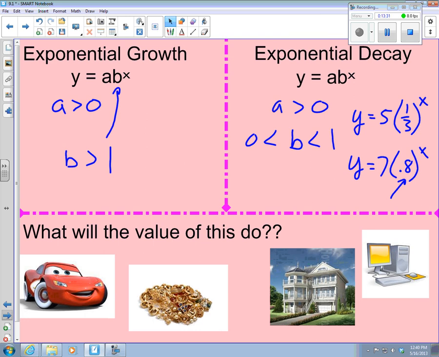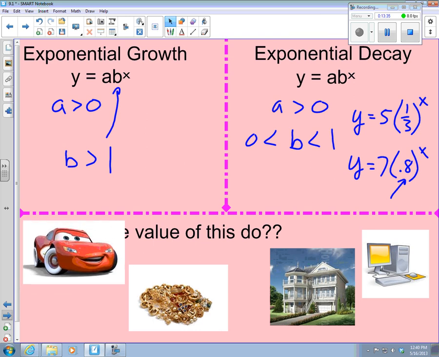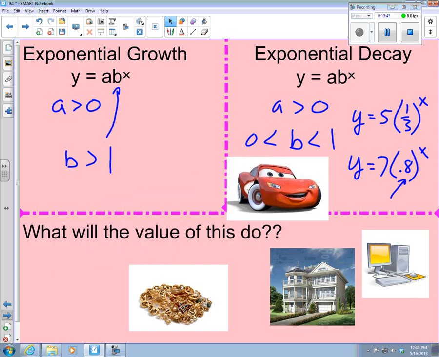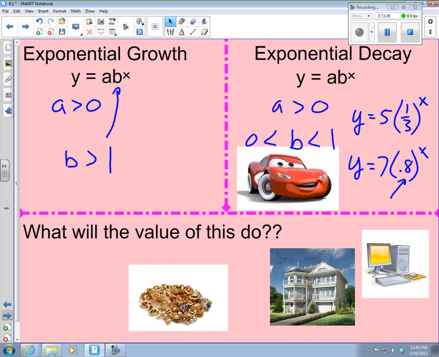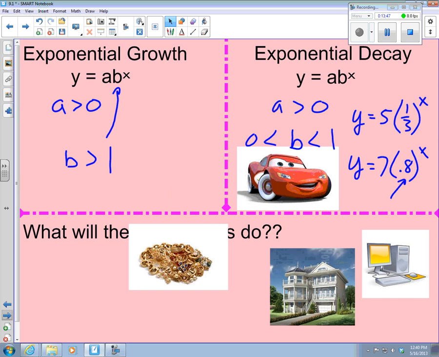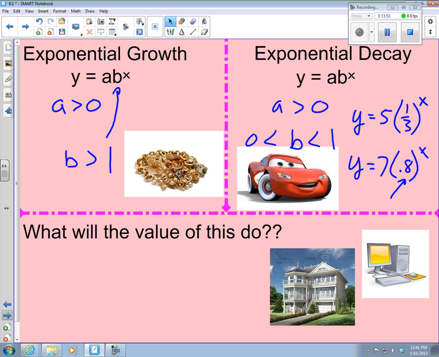Some examples of exponential growth and decay. Well, if you look at a car, when you buy it brand new, it's worth as much as it's ever going to be worth. And each year after that, the price of the car goes down. That would be an example of decay. Gold, usually the value of gold, no matter what, goes up. Every year it goes up a little bit more, so that would be an example of growth.